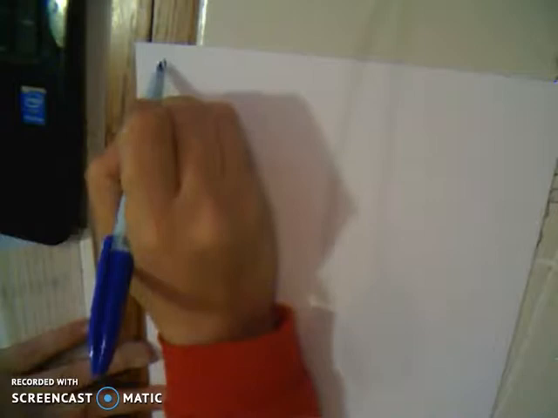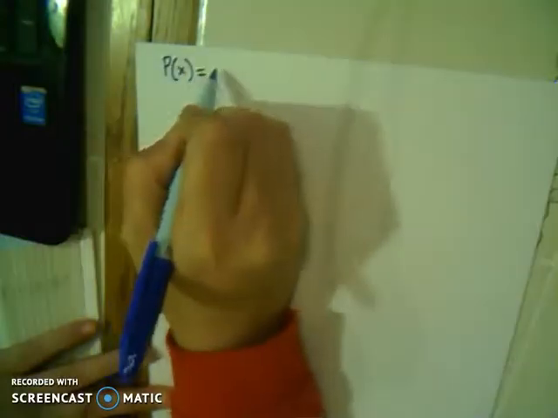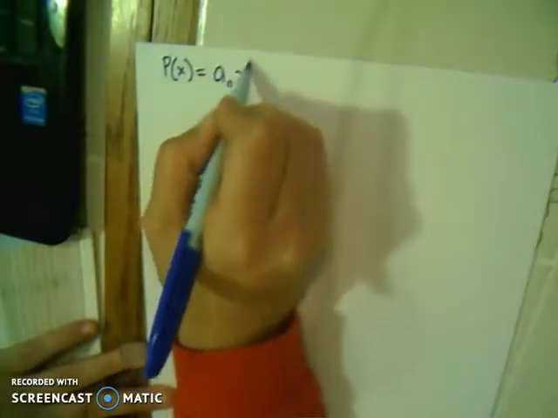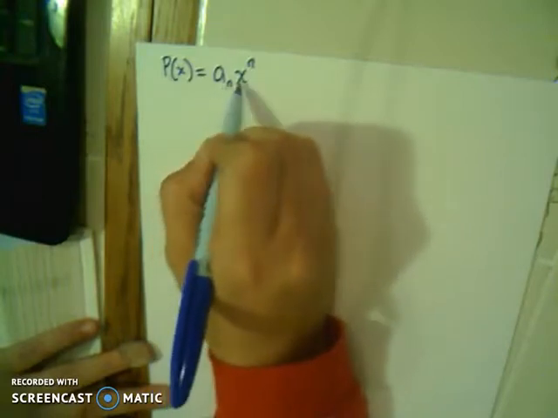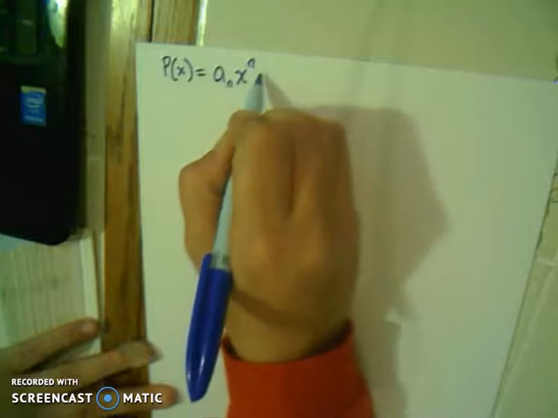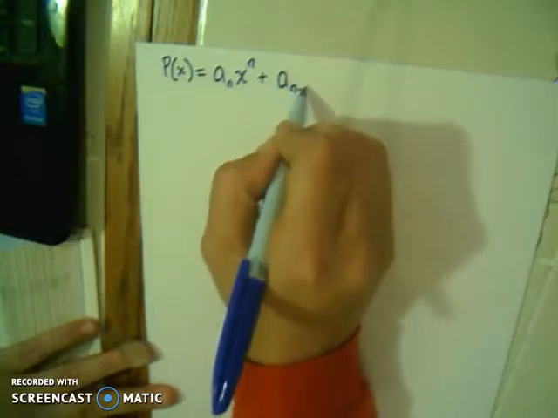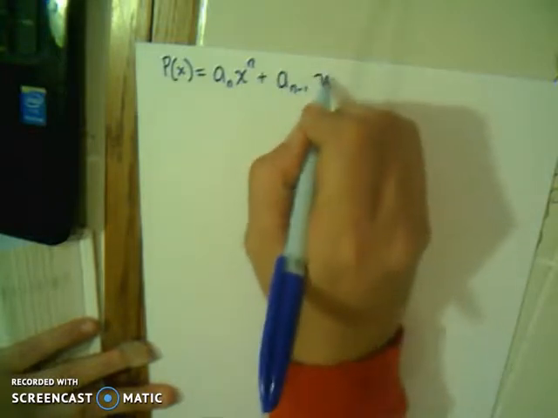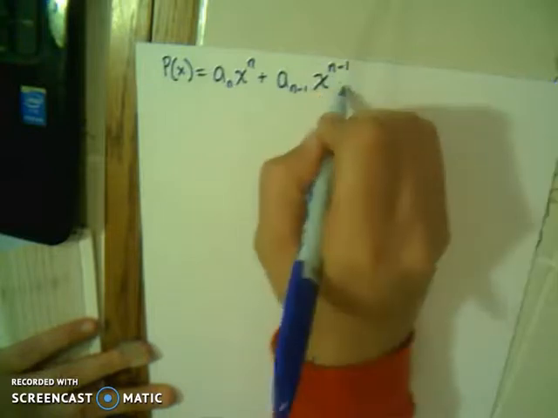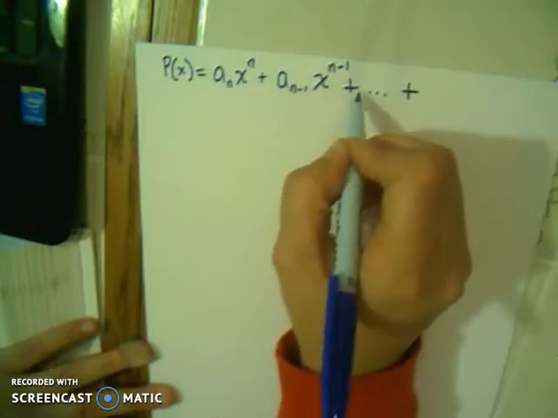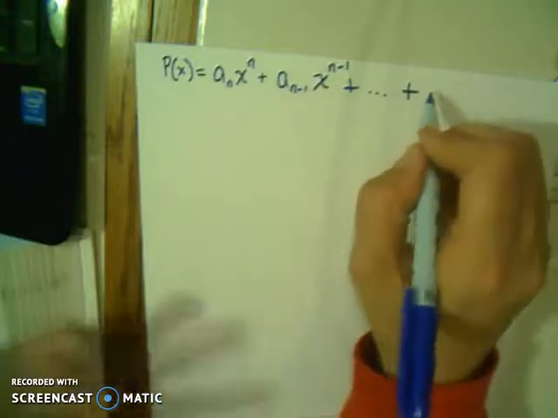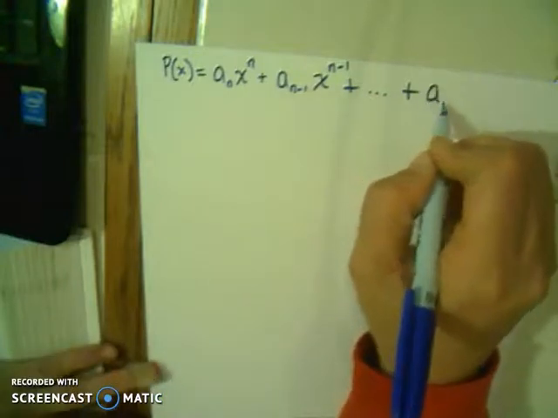So if we have this standard polynomial function, every single term has possibly a coefficient and then an x with a power. A different coefficient, an x with a lower power. The dot, dot, dot means there might be a bunch more terms in this polynomial that follow that same pattern. We just don't know what they are.